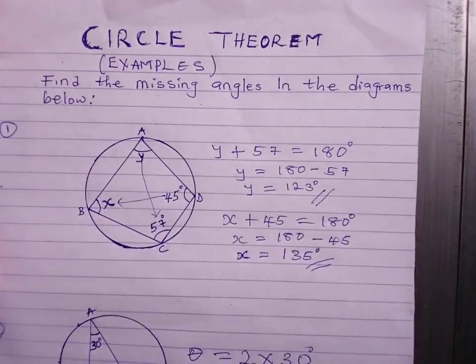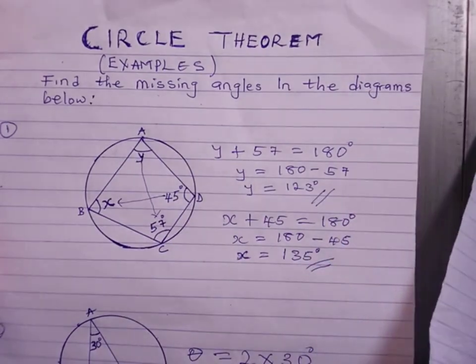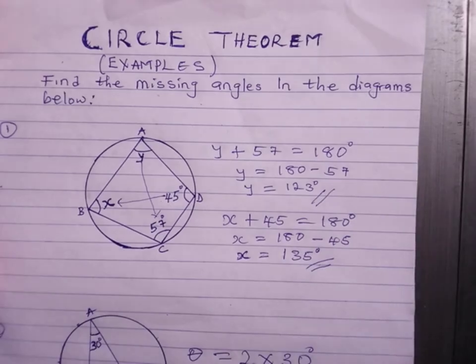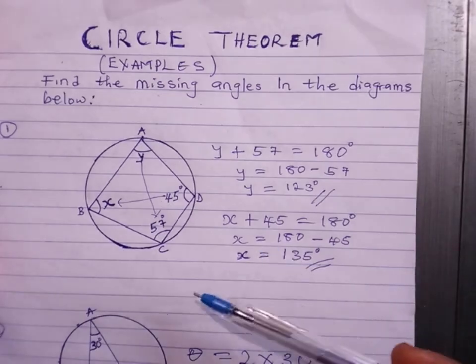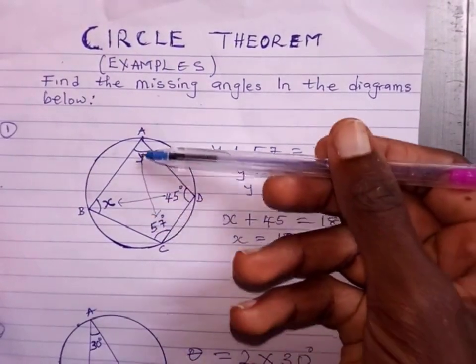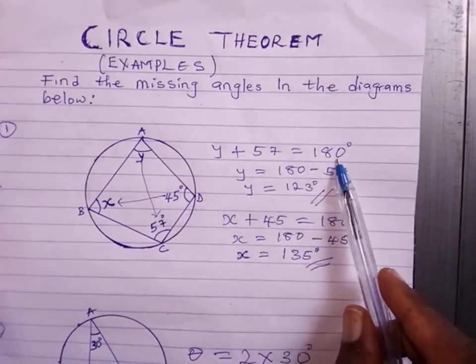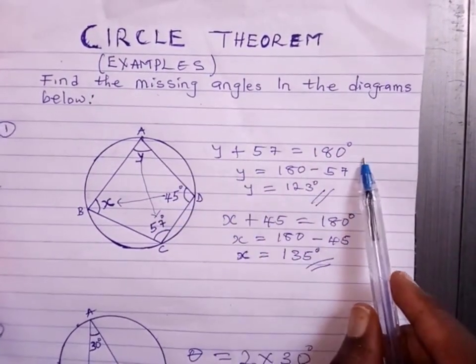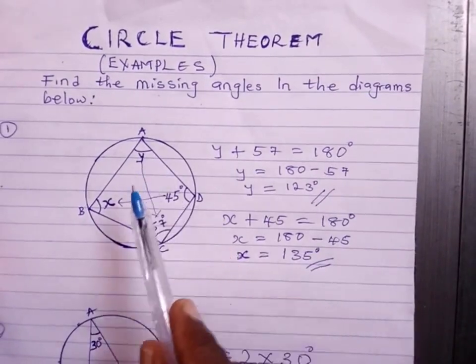Okay, and we followed theorem, I think that was theorem number 6 of circle theorems, which we looked at in our previous lesson, and we say that the opposite angles, when you add them up, is going to be equal to 180 degrees. So that was exactly what we did here. We added up to get the value of y.